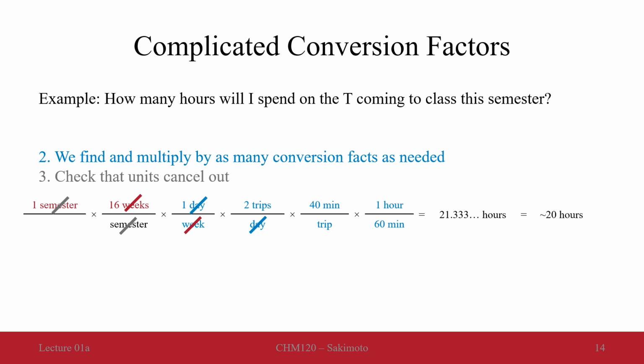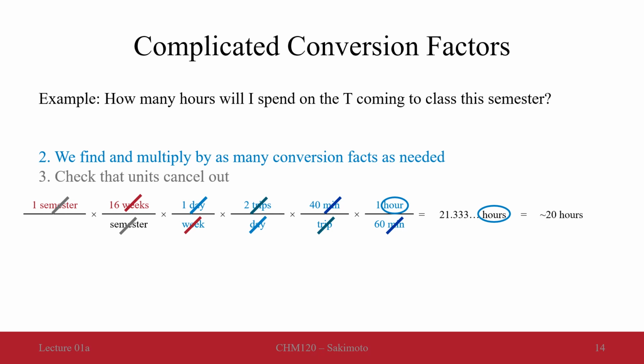Day divided by day, trip divided by trip, minute divided by minute. Here, make note that I knew that I had to divide by 60, not multiply by 60, so that the minutes canceled out, leaving me with only one unit left over, hours, which of course is my final desired unit. From there, it's quite simple that I can plug into my calculator 1 times 16 times 1 times 2 times 40 divided by 60. So I can take all the numbers. That will give me an answer. My calculator will give me an answer of 21.333 repeating hours. And in this particular case, I'm going to round to about 20 hours worth of travel.